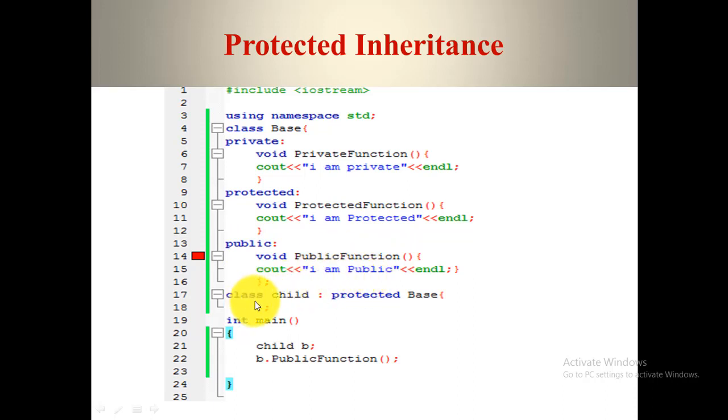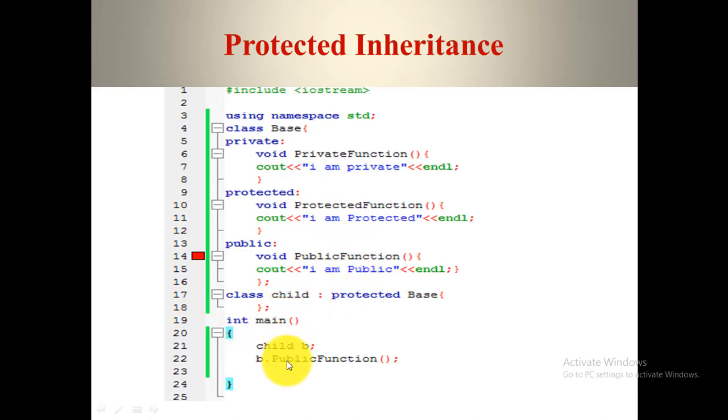Then we have a single inheritance in which a child class is derived from the base class, and it declares that the base class is protected. If the base class is protected, can we access the public section? Can we access the protected members of the class? Can we access the private members of the class? So let's see the visibility rules.